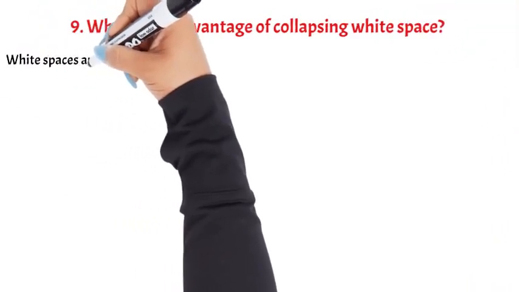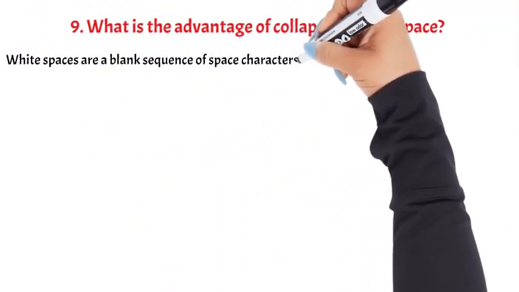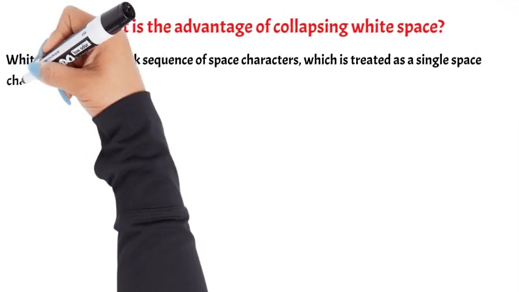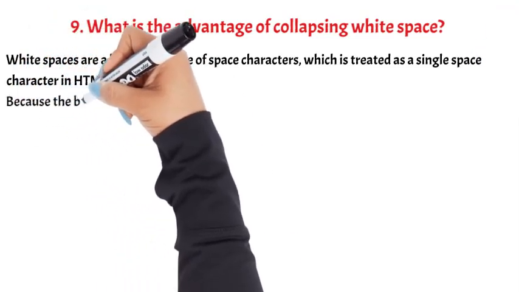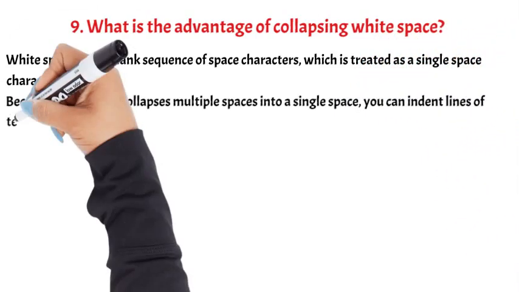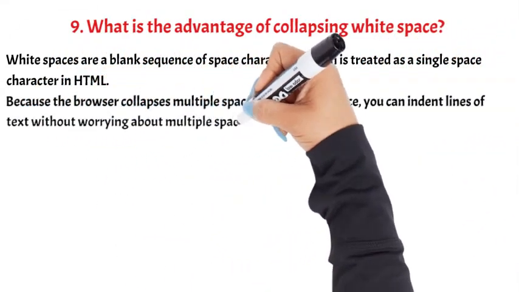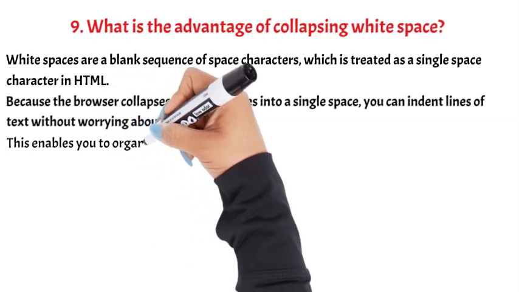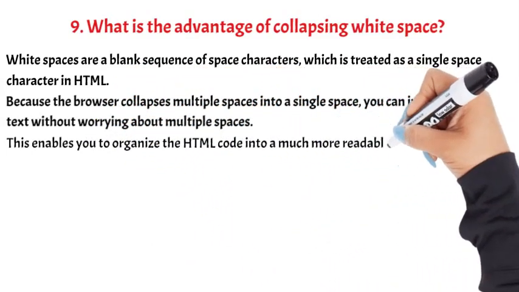9. What is the advantage of collapsing white space? White spaces are a blank sequence of space characters, which is treated as a single space character in HTML. Because the browser collapses multiple spaces into a single space, you can indent lines of text without worrying about multiple spaces. This enables you to organize the HTML code into a much more readable format.